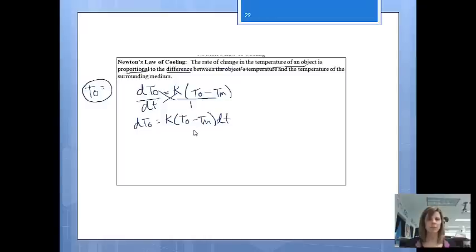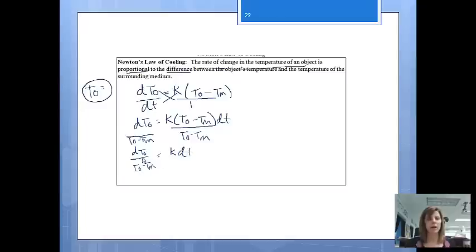So I get dT sub O is equal to k times T sub O minus T sub M, dt. I notice that we need this T sub O minus T sub M over with dT sub O, so I'm going to divide both sides by it. Now I have dT sub O over T sub O minus T sub M equal to k dt.